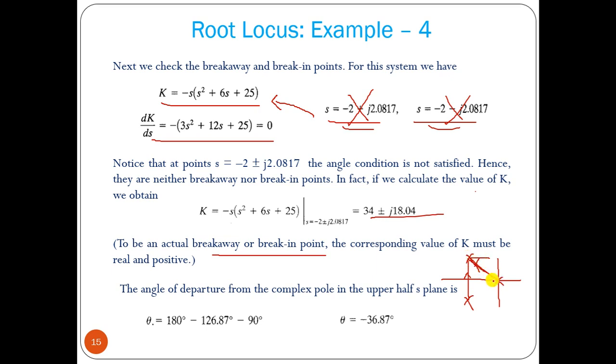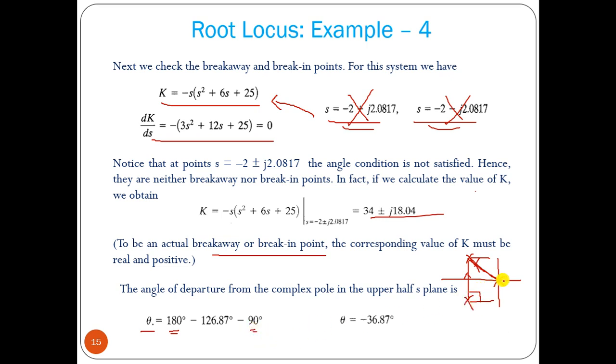Now the angle of departure should be 180 degrees minus these angles, because we have 2 poles, so both should be subtracted. From this pole to this pole, the angle is 90 degrees with respect to the real axis, so 90 degrees.